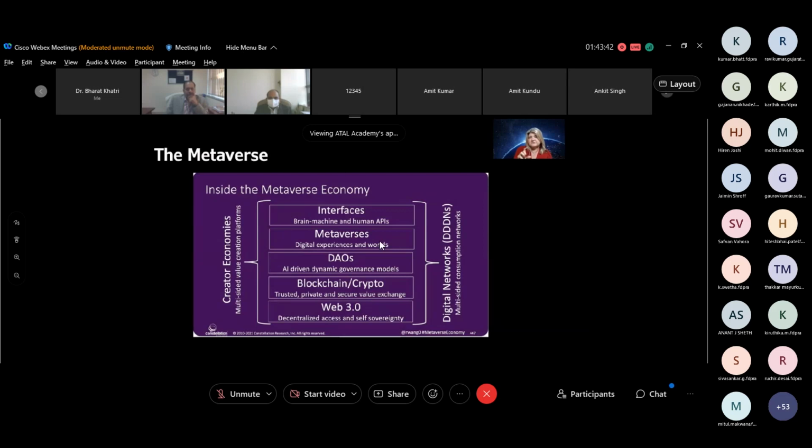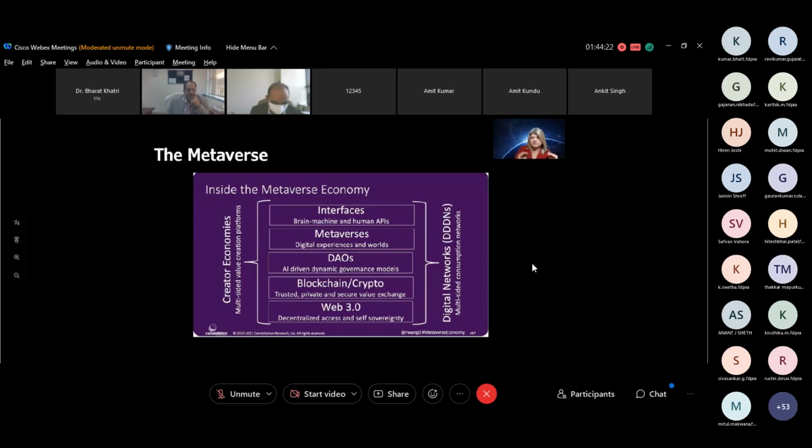Now, the next layer here is DAOs, or distributed ways to manage these communities. One of the most famous ones was here in the US, where one DAO was trying to buy the U.S. Constitution, so that it would forever be owned by the people for the people. These are typically artificial-driven dynamic governance models. And so it really puts, again, that power and control back with the group of people versus a company or a single entity.